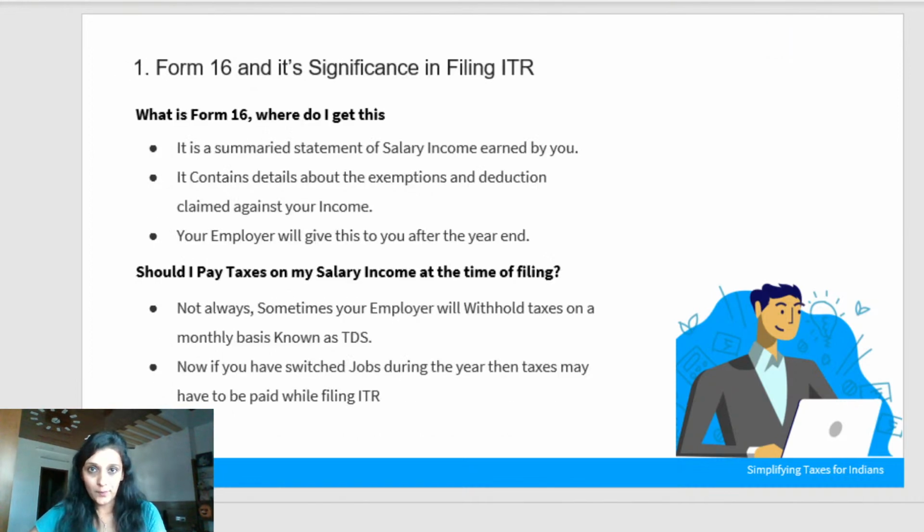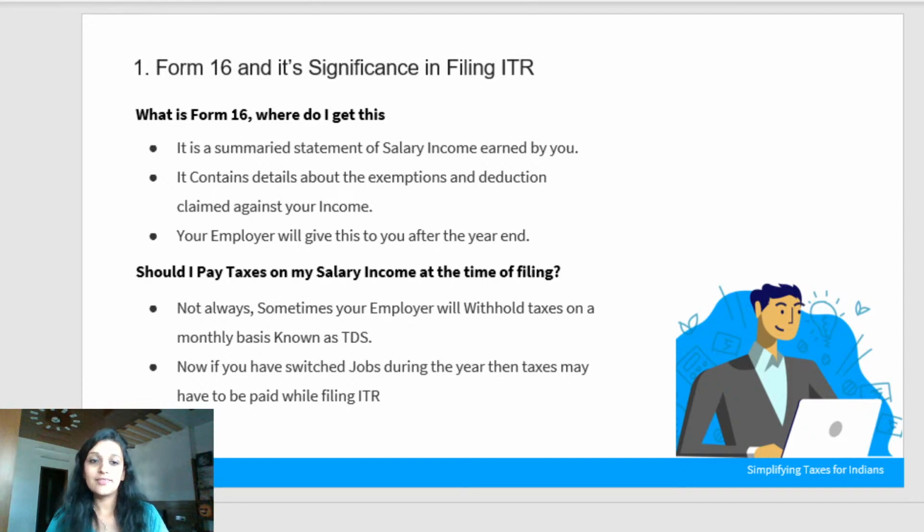So the first topic is what is Form 16 and its significance in filing the ITR. First of all, what is Form 16? And a very common question which comes to mind is, where can I get this Form 16? Most people have this doubt about where they should download their Form 16 from. So there is no way to download your Form 16. Form 16 is a document which you get from your employer and they only provide it. You don't have to download it from anywhere.